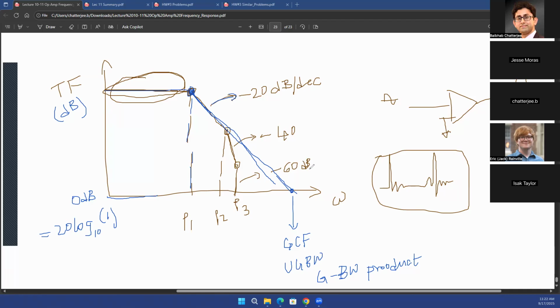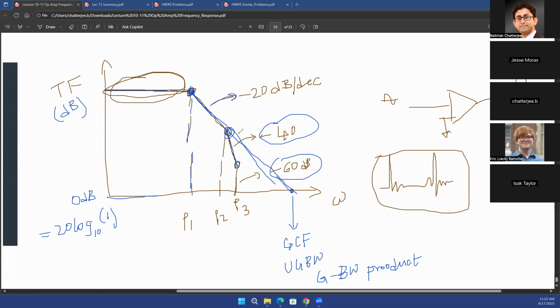If it is not a first order system, when you have the second pole, you'll start reducing your gain at a rate of minus 40 dB per decade. When you reach your third pole, you'll start reducing your gain at a rate of minus 60 dB per decade, right? So when you are in the minus 40 dB per decade region, if your frequency increases by 10 times, your gain will reduce by 100 times. When you are in the minus 60 dB per decade region, if your frequency increases by 10 times, your gain is going to reduce by 1,000 times, because minus 60 dB is 1 upon 1,000 in linear scale.